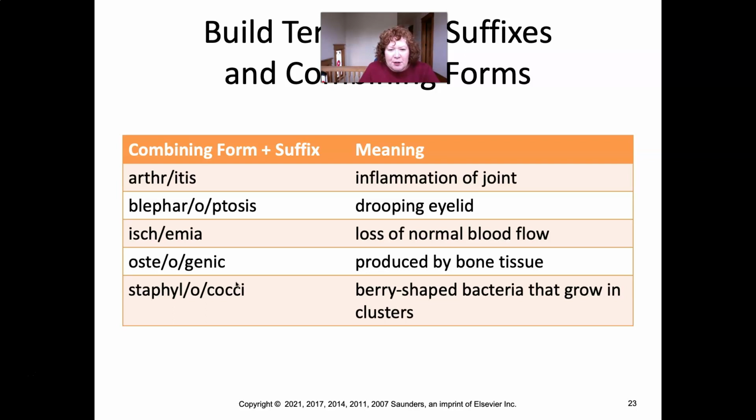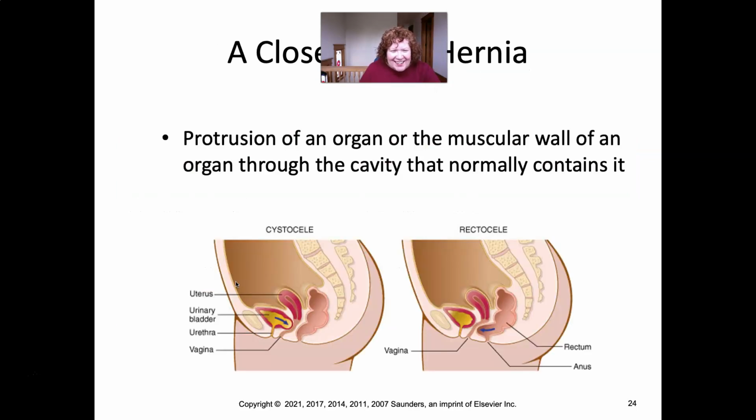Staphylococci. These are berry-shaped bacteria that grow in clusters. Okay? The berry-shaped bacteria are the staphylo, and then you've got the cocci, the clusters, I believe. Or do I have that backwards? Sorry. It's Friday morning. All right.